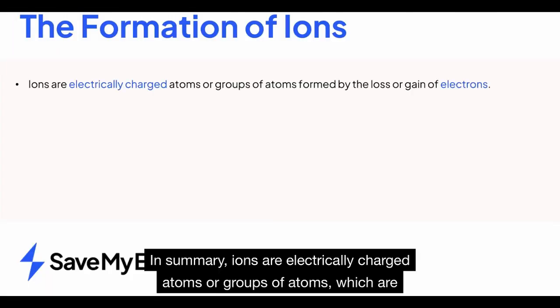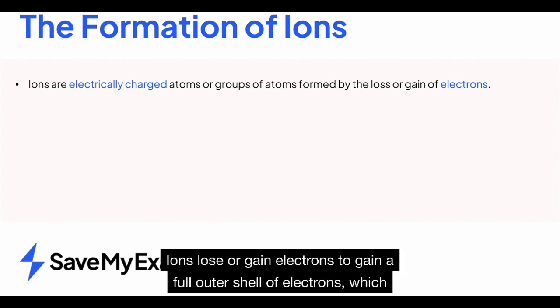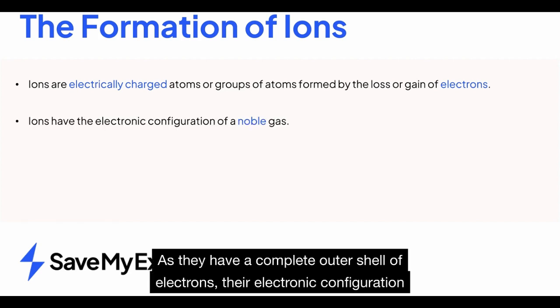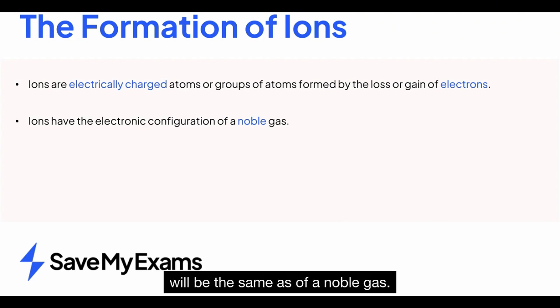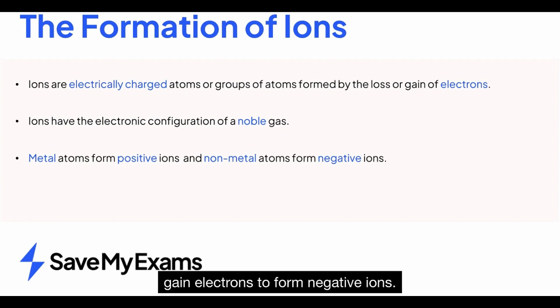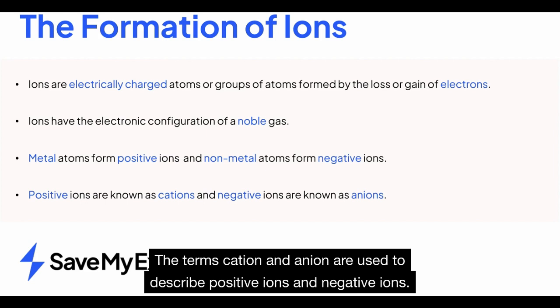In summary, ions are electrically charged atoms or groups of atoms, which are formed by the loss or gain of electrons. Ions lose or gain electrons to gain a full outer shell of electrons, which is a much more stable arrangement. As they have a complete outer shell of electrons, their electronic configuration will be the same as that of a noble gas. Metal atoms lose electrons to form positive ions, and non-metal atoms gain electrons to form negative ions. The terms cation and anion are used to describe positive ions and negative ions.